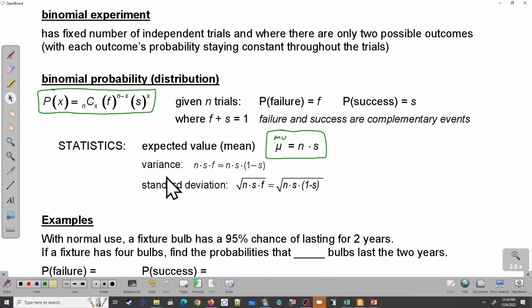And the neat thing about variance is that it's actually the expected value formula with 1 extra multiplication. You multiply that number by the probability of failure. So that's why I wrote n times s times f, or you could simply say n times s times not successful, which is again a not situation, which would be failure. And standard deviation is the square root of variance. Now, these two statistics, variance and standard deviation, are not a focus of this particular lesson, but expected value is.